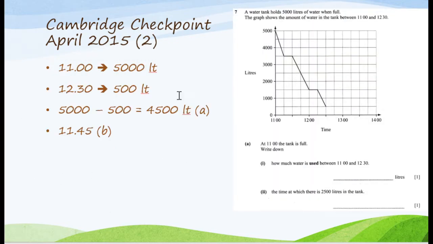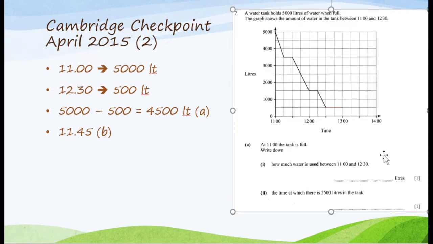Okay, so we need to draw it. Basically, because the amount of water from 12:30 until 13 is always 500, then we just draw a straight line, right? Like this. So from here to here, it's consistent. The liter is only 500 always until 13.